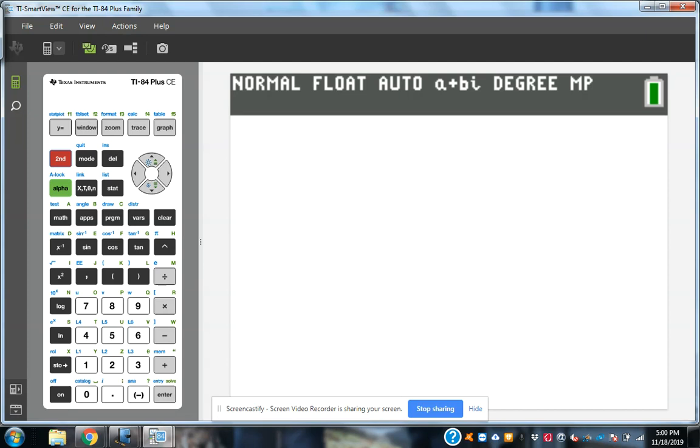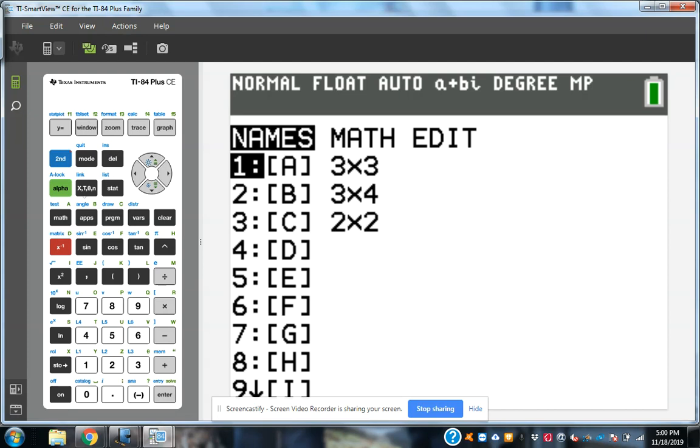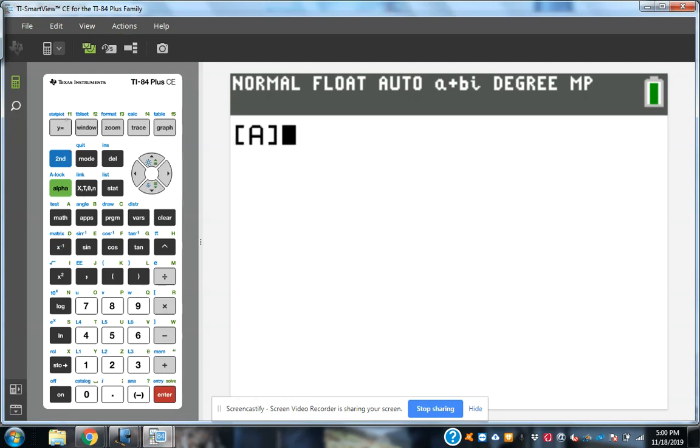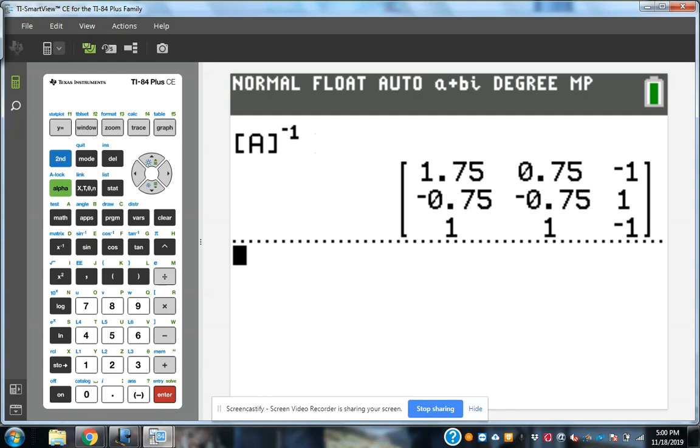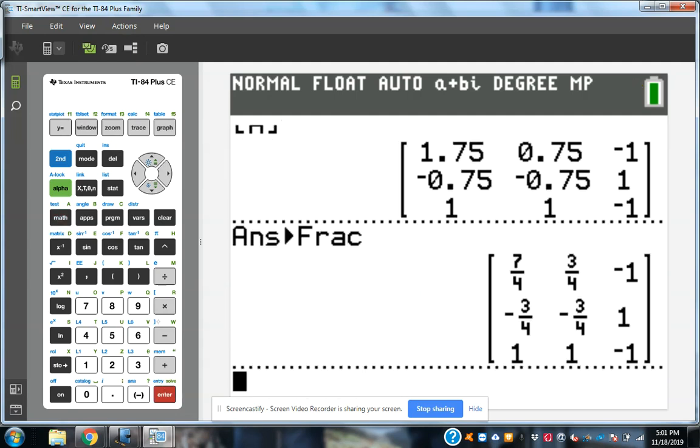Then I'm going to hit second matrix. I'm going to pick the matrix that I want to invert, which is matrix A for me. And then I'm going to use the inverse button, which is just the x to the -1 power button, which is right below the math button. Over here on the left, right below math. Don't hit second, don't hit anything, just hit that button. It'll put the little -1 exponent there, and that's the inverse button. Hit enter. And then I'm going to change that to fractions because I've got mine set to do decimals first. I'm going to hit math, enter, enter. And those become the elements for my inverse matrix.